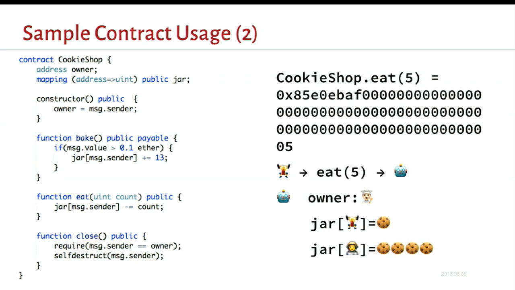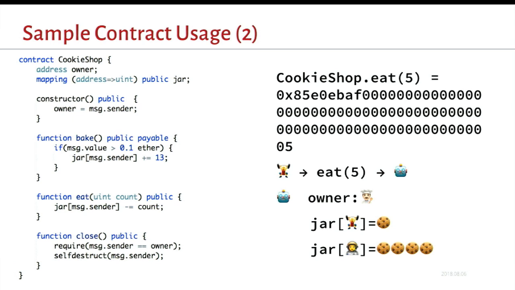But let's talk a little bit about eat. Eat takes an argument. This argument is type uint, which is short for uint256. And these arguments are big endian, so this is what the transaction would look like. And as we see, if the weightlifter calls eat 5 on the contract, the contract will just subtract the count, and the state will be agreed on by everyone.